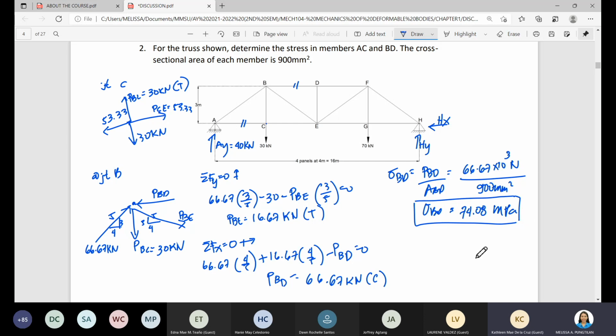So kung gusto kong ipakuha sa inyo yung stress ng member DF, stress ng member EF, ayan, and the other members, ganun din yung gawin ninyo. Kunin nyo muna yung mga forces on each member. Okay? So that's for number 2. Screenshot na lang.